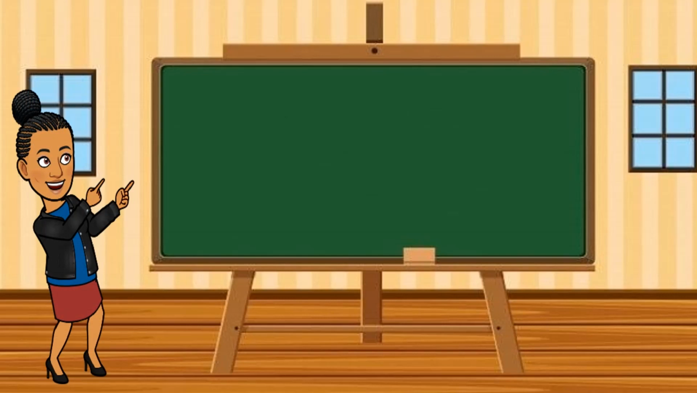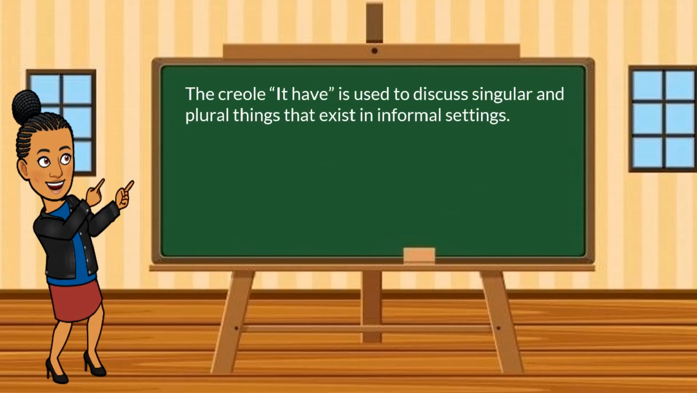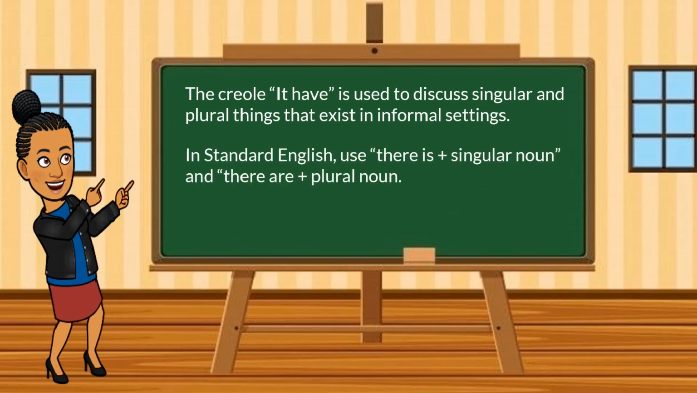So what have we learned? The Creole it have is used to discuss singular and plural things that exist in informal settings. In standard English, use there is plus a singular noun and there are plus a plural noun. But avoid using there is and there are excessively in writing.